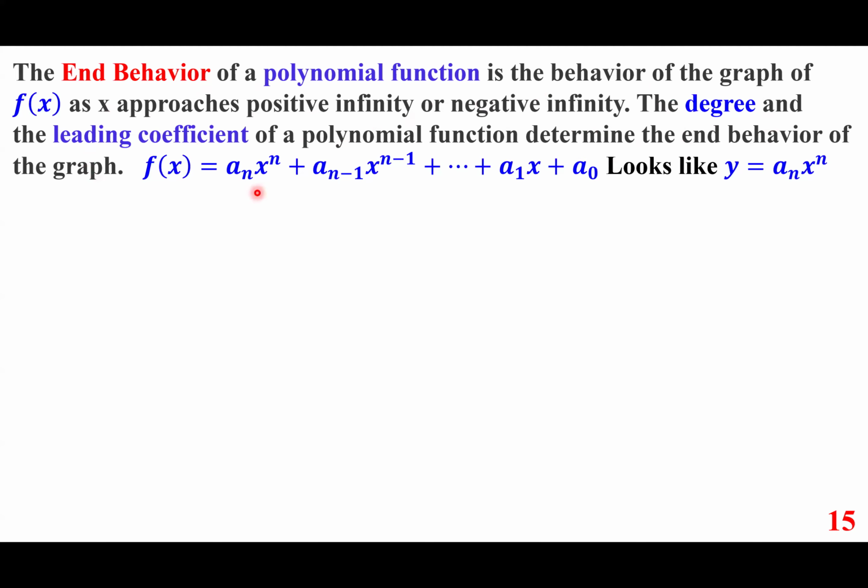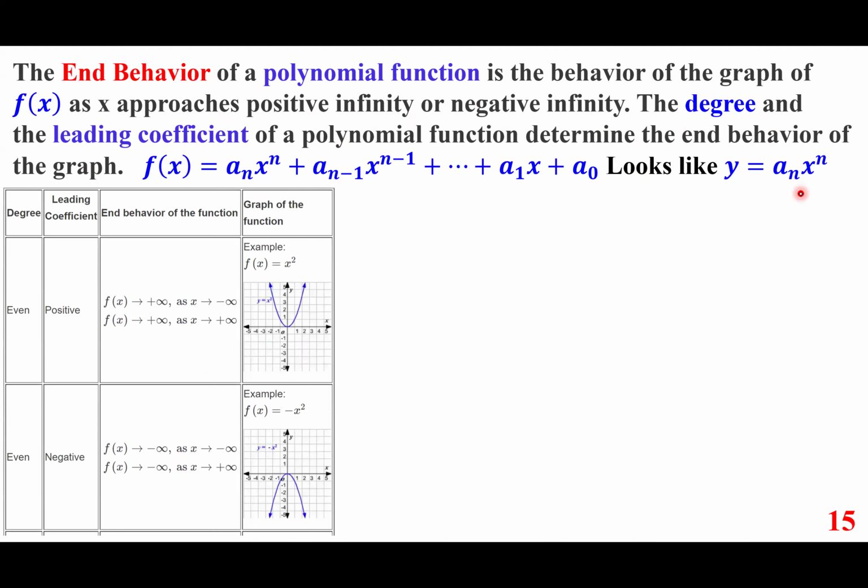F of x equals a sub n, x to the power of n, all the way to a sub 0, ultimately looks like its leading term, y equals a sub n, x to the power of n. Meaning, if the degree is even and the leading coefficient is positive, it will look like y, or f of x, equals x squared, the first and the second quadrant. A parabola that opens up, meaning when x goes to negative or positive infinity makes no difference. F of x, or y, goes also to positive infinity in both cases.